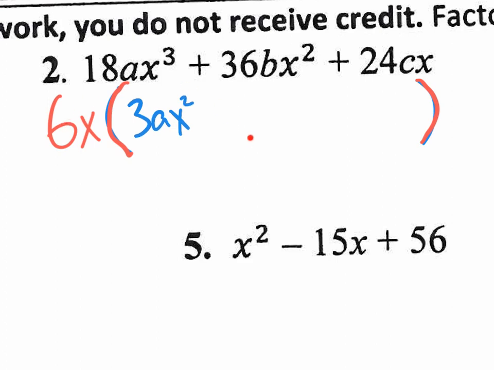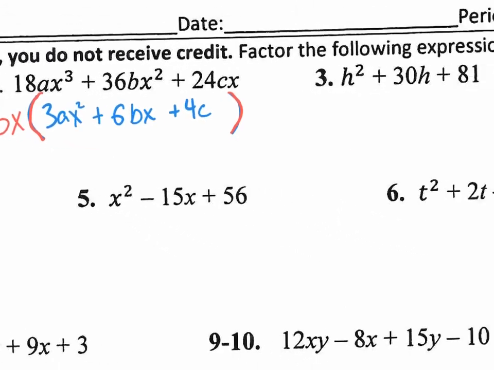And then 6x times what gets us a 36? That's going to be a positive 6, a b, and 1x. And last but not least, 6x times 4c. And that's all you could do, and we're done with number 2. That's exactly how it's going to be on tomorrow's quiz. Let's move on to number 3 here.